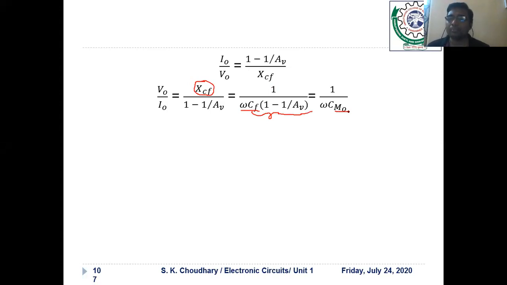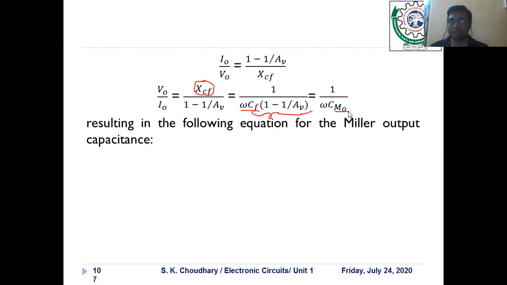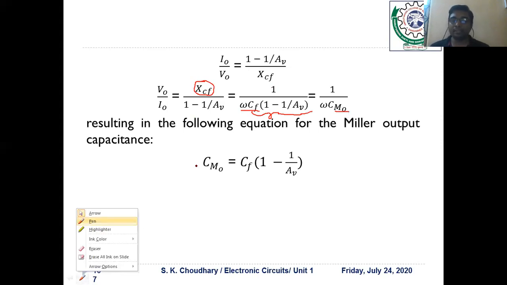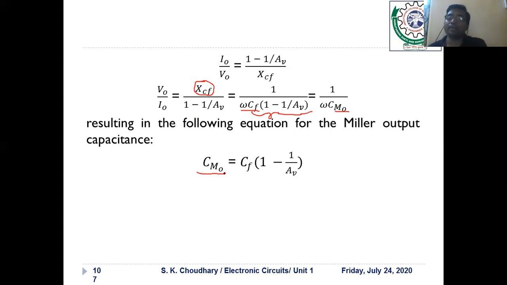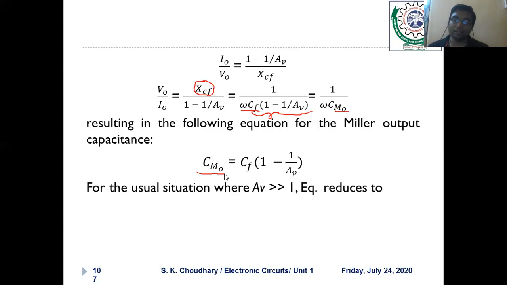Similar to the Miller input capacitance, we have defined the Miller output capacitance. So this equation results in defining the Miller output capacitance CMO, that is equal to CF into (1 minus 1 upon AV). In the case of Miller input capacitance, that was proportional to AV, and here it is proportional to 1 upon AV. So this is just the difference between both of them.